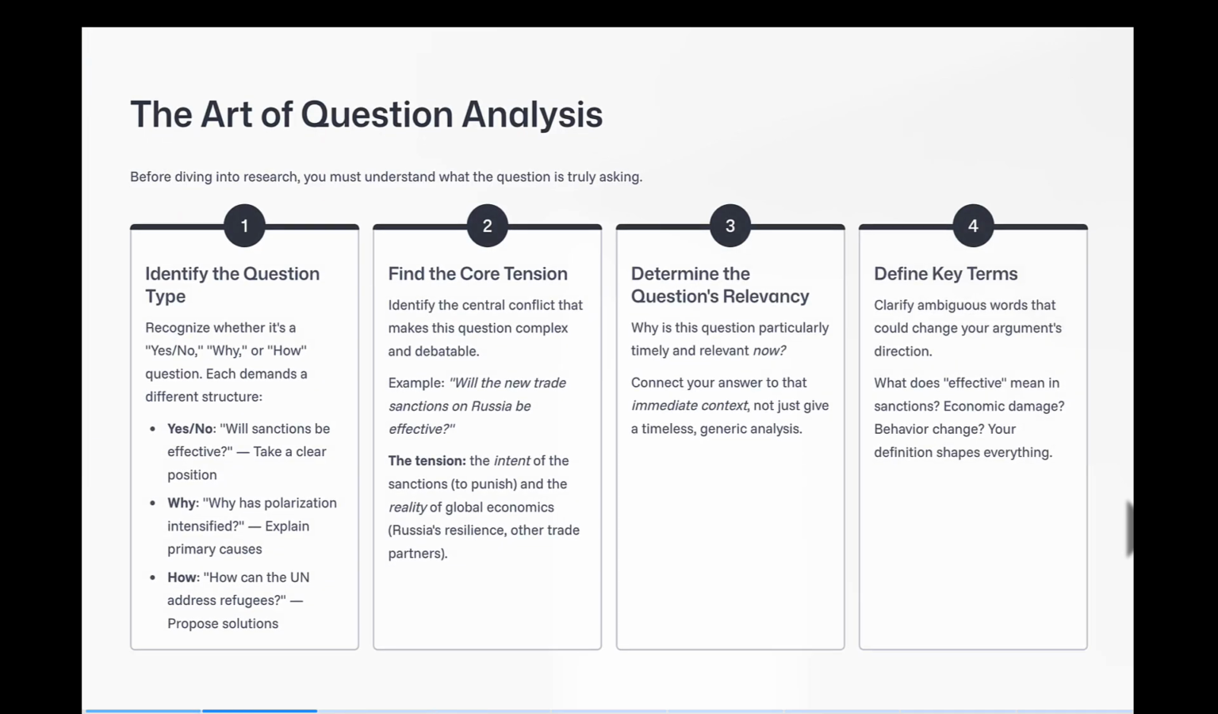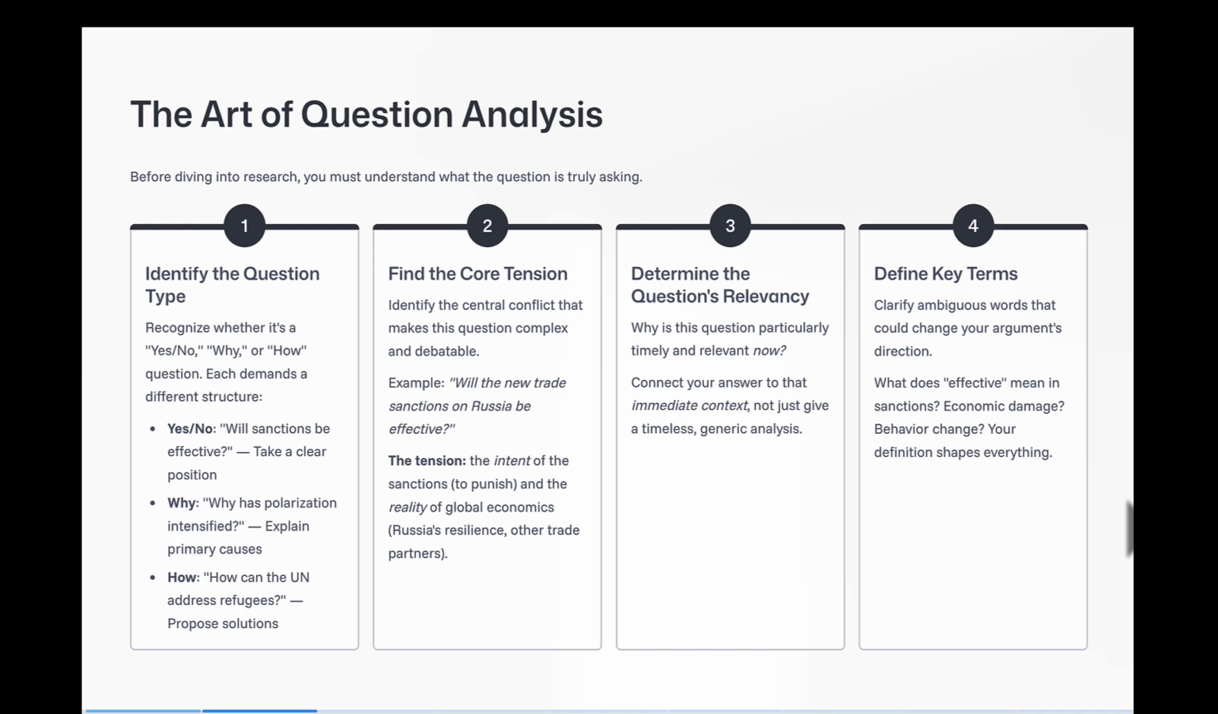So the first step is deconstructing the question and thinking about it. Before you even type a word into a search engine, you want to understand what the question that you have pulled is truly asking. And you don't just want to read it, you really want to dissect it. So I've broken this down into 4 stages.